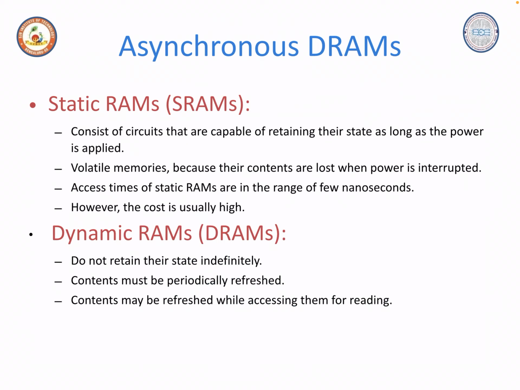Static RAMs are said to be volatile memories, indicating that as long as the power is on, the contents will be there. Whenever the power is interrupted, the content will be lost. So static RAMs consist of circuits that are capable of retaining their state as long as the power is applied. Once power is interrupted, it is lost. The access time of static RAMs is in the range of a few nanoseconds. However, the cost is usually high.